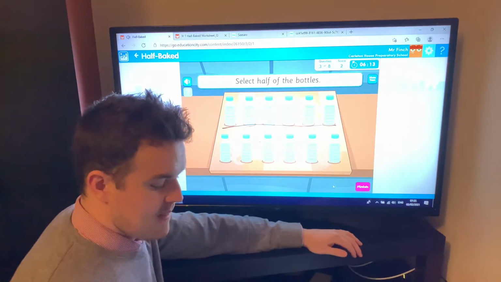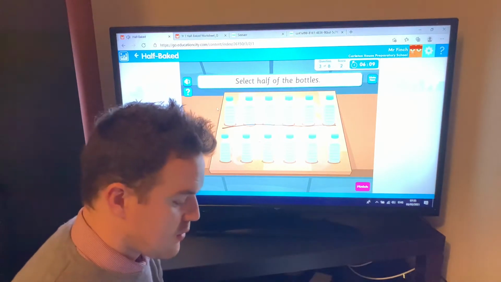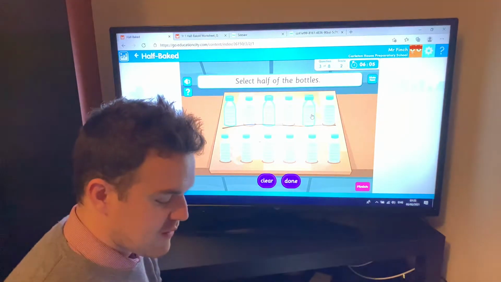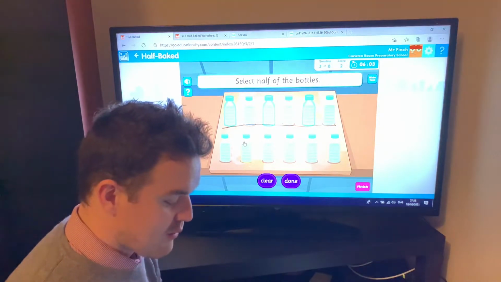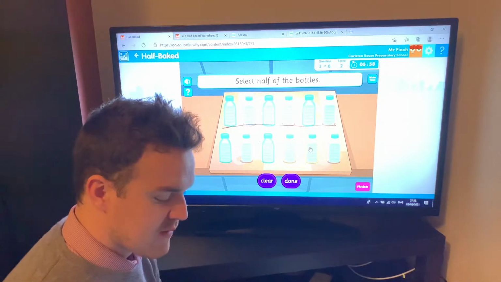Select half of the bottles. Okay. Let's share them out. So 1 for me, 1 for Mrs. Walker, 1 for me, 1 for Mrs. Walker, and so on, and 1 for me, and 1 for Mrs. Walker.